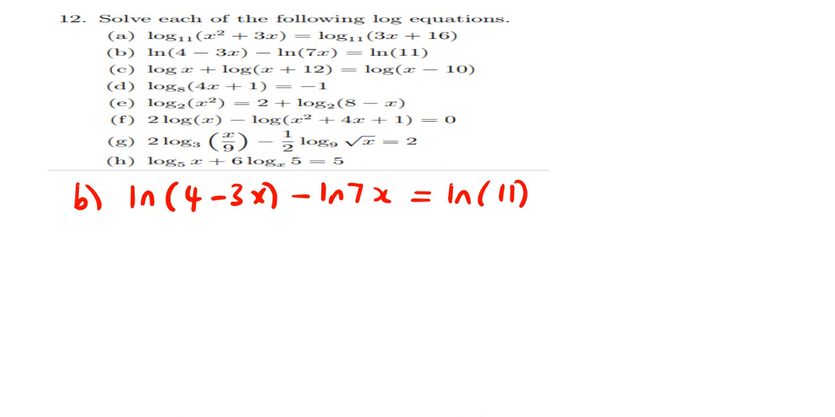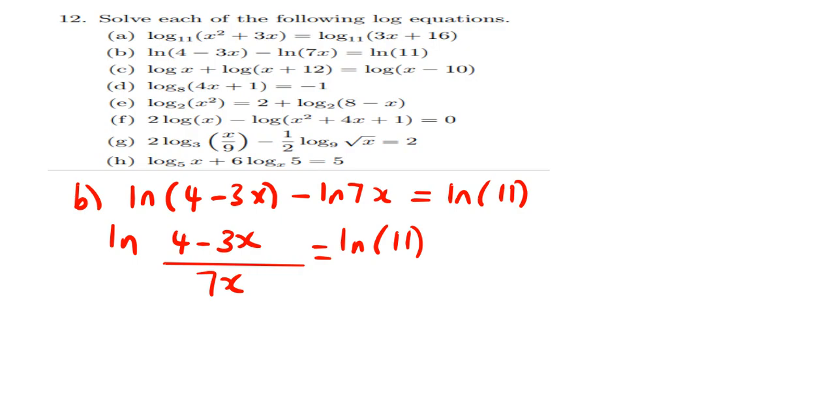The first ones, there's a subtraction there. When you're subtracting two logarithmic functions, you are dividing them. So this is natural log of 4 minus 3x over 7x, you are dividing them, is equal to natural log of 11. Now because we've got natural log on both sides, we are just going to equate what we have. So we are going to have 4 minus 3x over 7x is equal to 11.